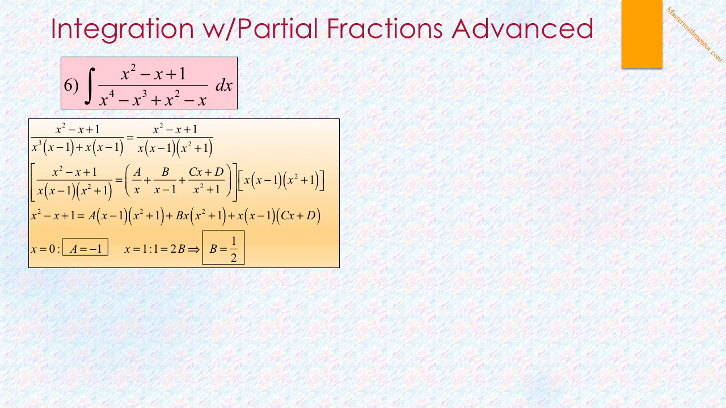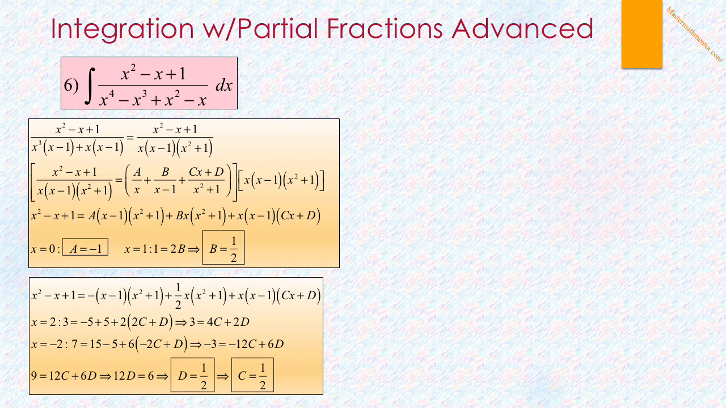And now multiply both sides of our equation by x(x minus 1)(x squared plus 1). This gives x squared minus x plus 1 equals a(x minus 1)(x squared plus 1), plus bx(x squared plus 1), plus x(x minus 1)(cx plus d). We start by letting x equal to 0. And that gives us a very simple a equals -1. We also let x equal to 1, and from there we get 1 equals 2b, and b is equal to 1/2.